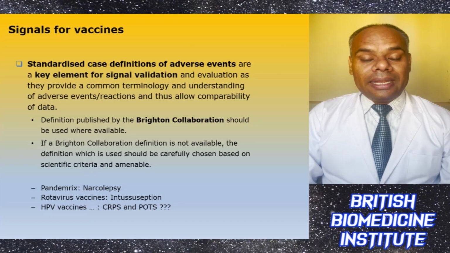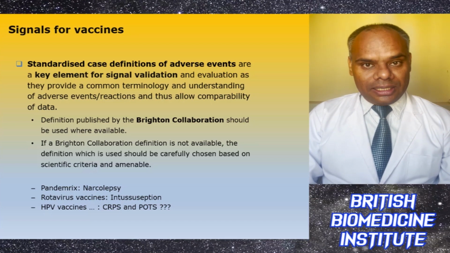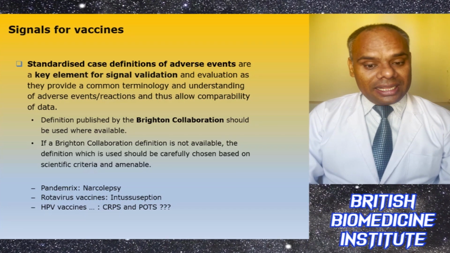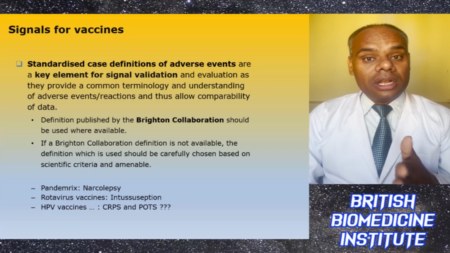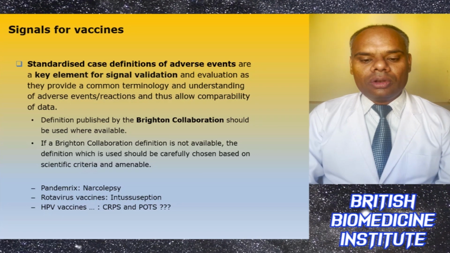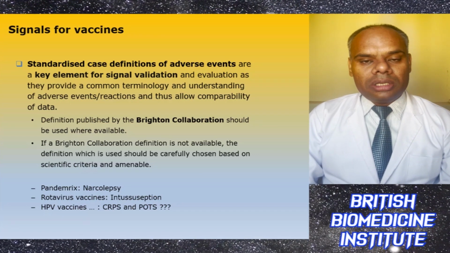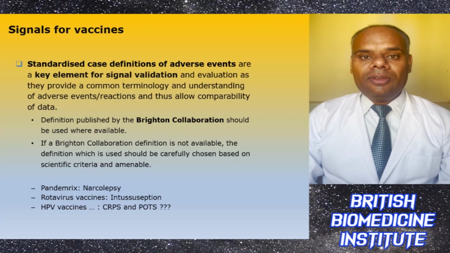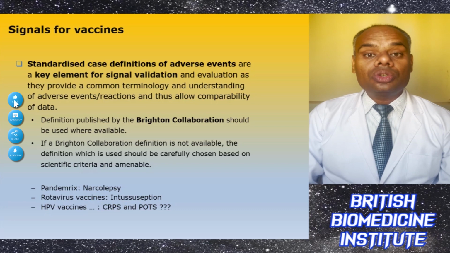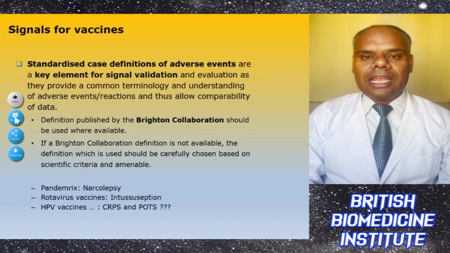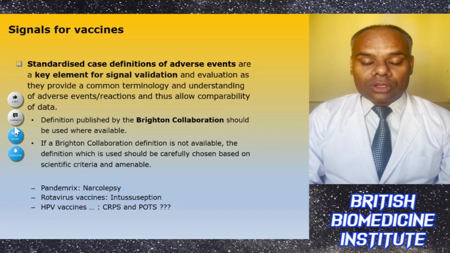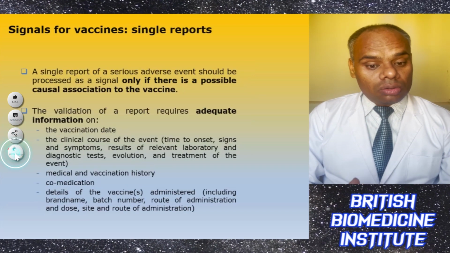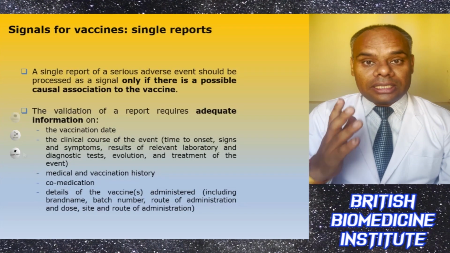For example, with Pandemrix and narcolepsy, or if there was a rotavirus vaccination, whether there was a correlation with an adverse event like intussusception. If there was an HPV vaccination, then it can show the signs and symptoms of CRPS or POTS, whereas Pandemrix should show the signs and symptoms of narcolepsy.